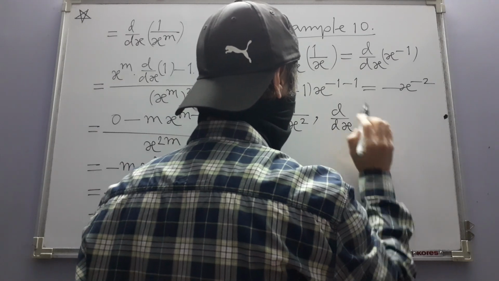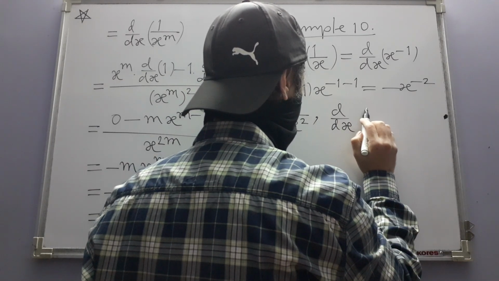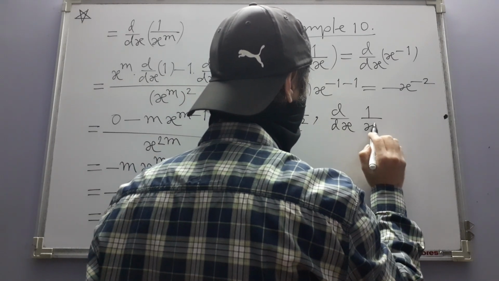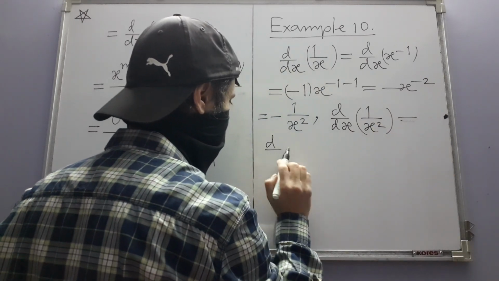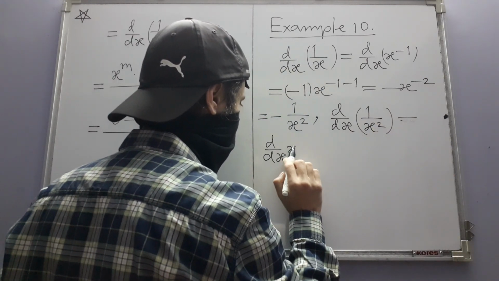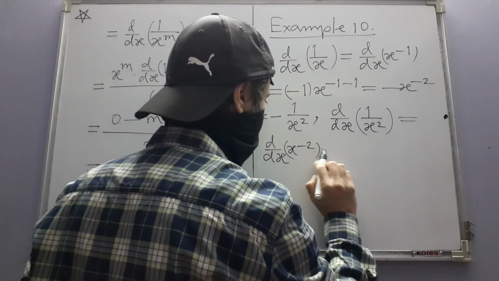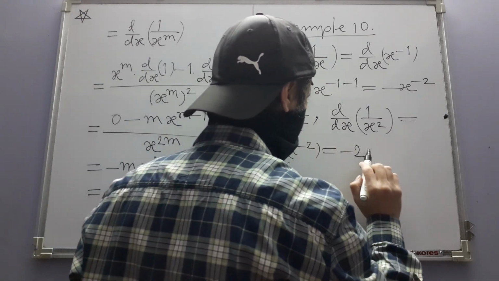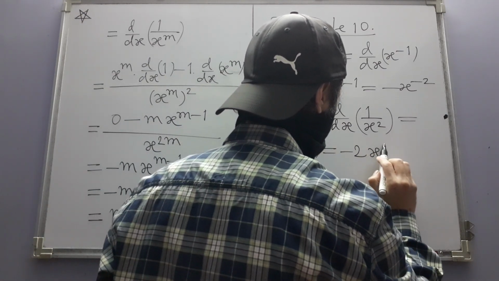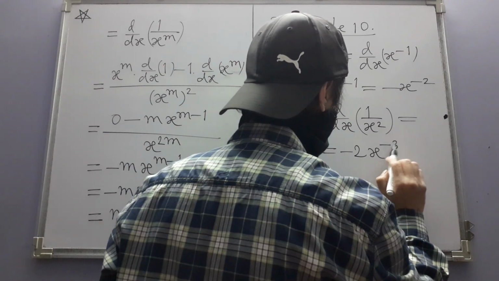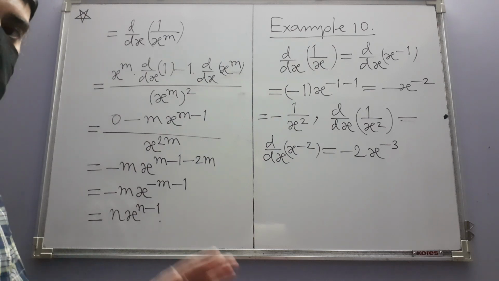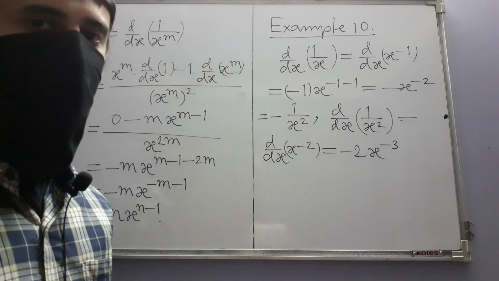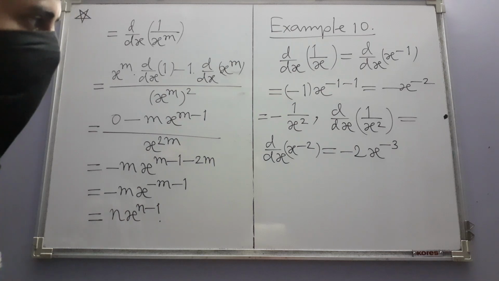Similarly, the derivative of 1 over x square is minus 2 times x to the power minus 3, because minus 2 minus 1. So that same form we have here also, even when the exponent is negative.